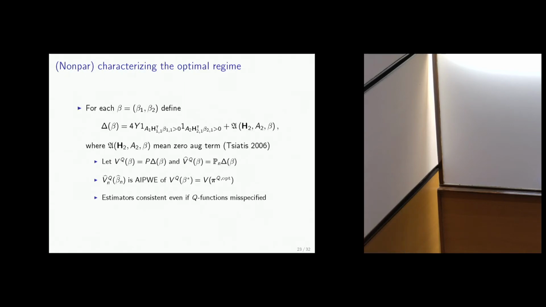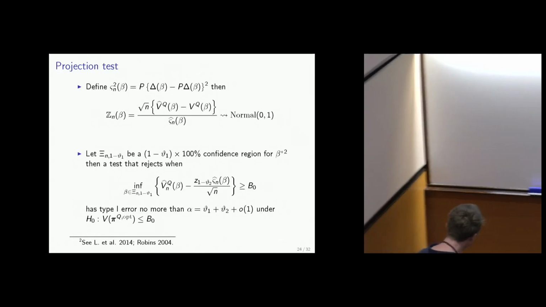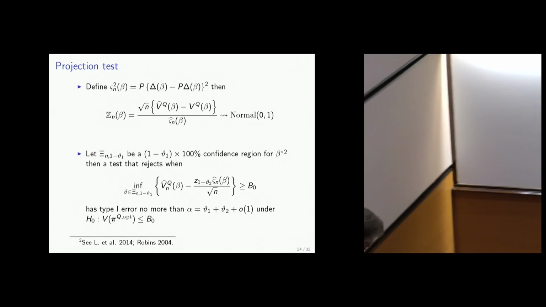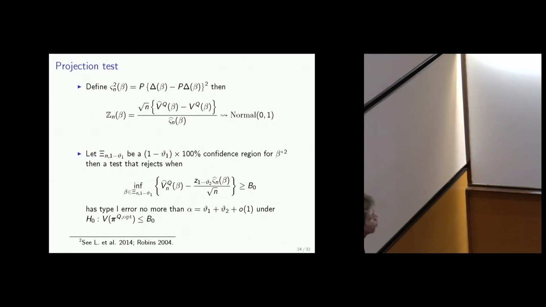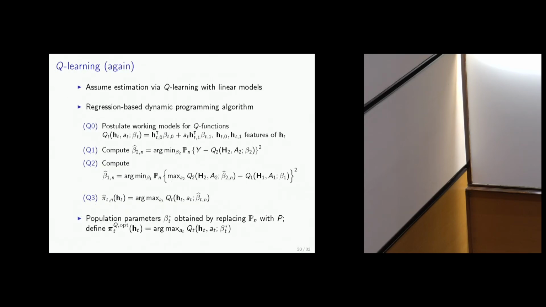All right, and the reason we wrote it this way is so I can explain what the projection interval is easily. The projection interval works as follows. We can't get a nice interval for beta, the first stage Q function parameters. These guys. This is what is non-regular because of this max.